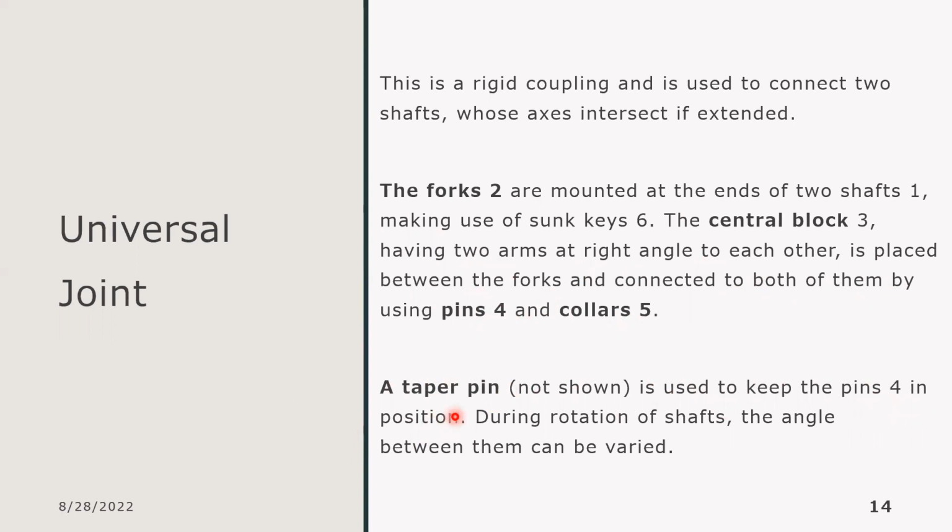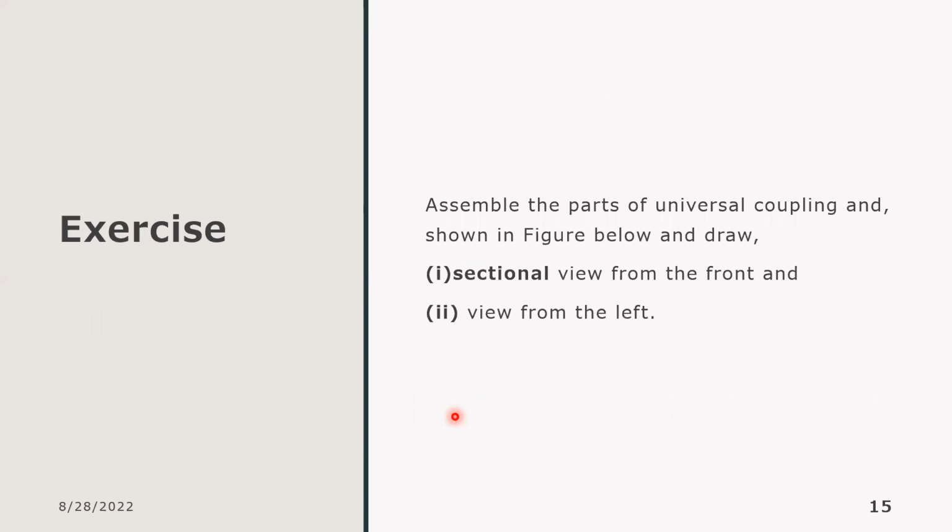All right. So once we have an understanding of a universal joint, which is basically a brief description I've given, let's move on to question 1 to solve for today. Okay. So the question is asking us to assemble the parts of a universal coupling as shown in the figure below and draw. So this is what is required of us. We are making a sectional view from the front and also a view from the left.